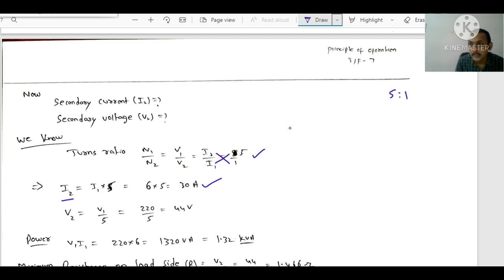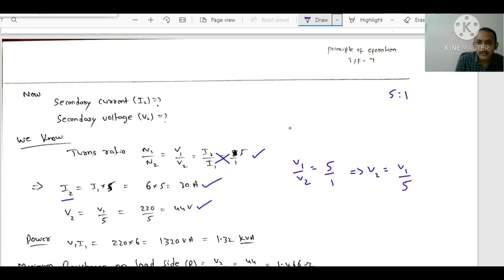Now what about voltage V2? We know V1 by V2 equal to 5 divided by 1 from the data given. Now I want V2. That implies V2 equal to V1 by 5. Simple. That is what we have done here. 220 by 5, 44 volts.